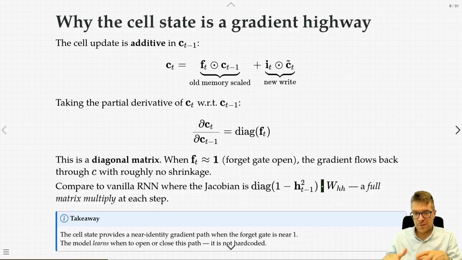The model itself will learn when to open and close this path, so we're not going to hard code it. Just like so much else in machine learning, it'll handle anything on its own if you give it enough data and if you set up your empirical scaffolds appropriately.